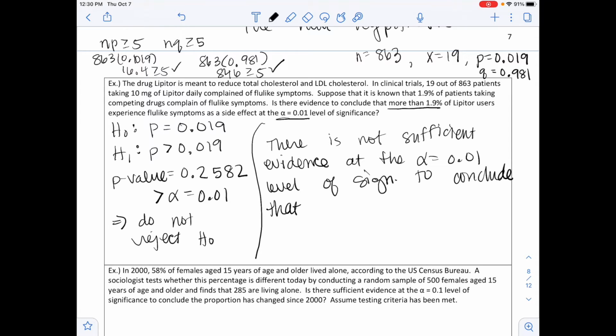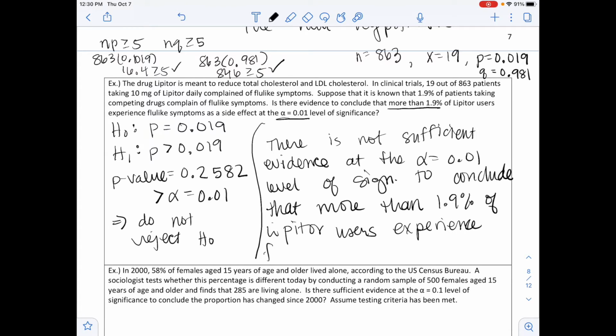Again, we always discuss H1. So to conclude that more than 1.9% of Lipitor users experience flu-like symptoms. And the wording is right up above here with what we were testing.